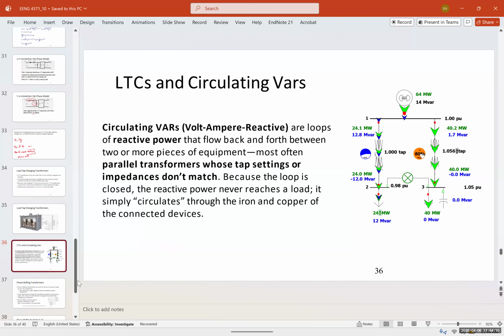But this system has some disadvantages because it's a closed circular loop. It may cause volt amp reactive, or what we call circulating volt amp reactive, or VARs. These are loops of reactive power that flow back and forth between two or more pieces of equipment, most often parallel transformers whose tap setting or impedance don't match. Because the loop is closed, the reactive power never reaches a load. It simply circulates through the iron and copper of the connected device. Now, this obviously creates power loss in the system.